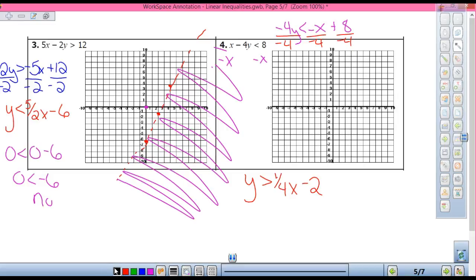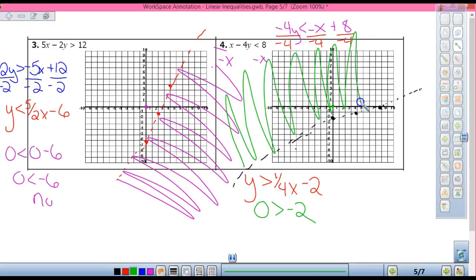Starting point? Negative 2. Then we do what? Up 1 over 4. Dashed or solid? Dashed. Okay, what am I plugging in? Is 0 greater than negative 2? Yes. So that point 0, 0 saying what? Bring on the shading. Shade towards me.